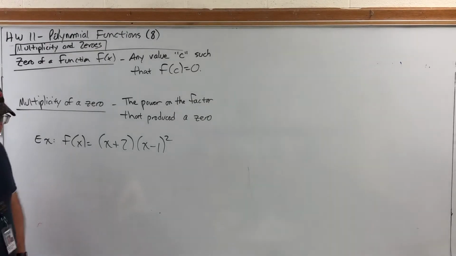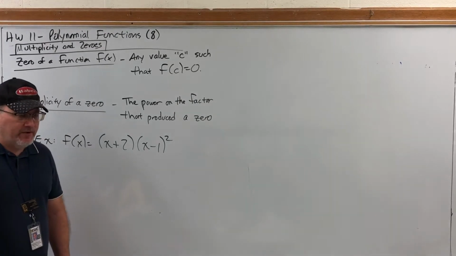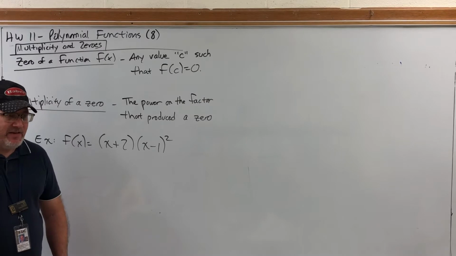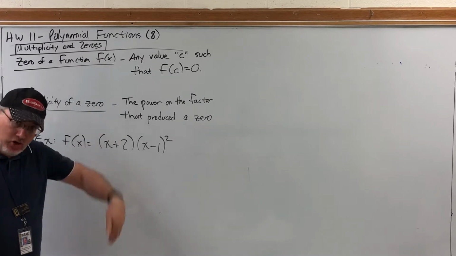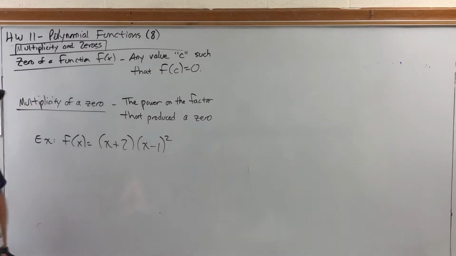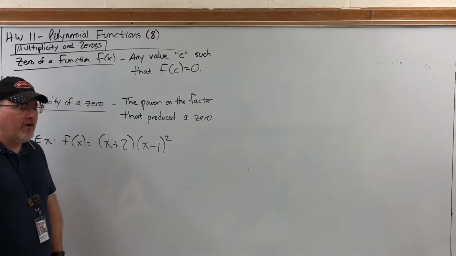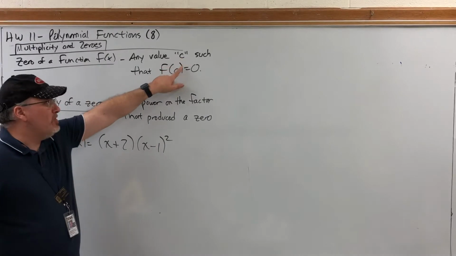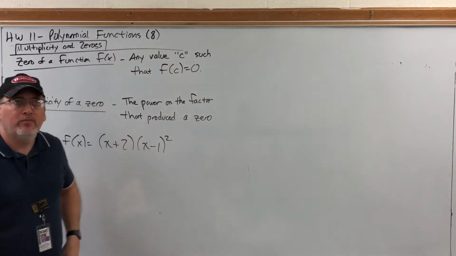To completely answer the question at the end of the last video about how to predict in advance whether a graph will actually cross an x-intercept or touch it and then turn around, we need to define a couple of terms. The first term I need to define is the zero of a function, f of x. The zero of a function is any value that when you plug it in comes out zero.